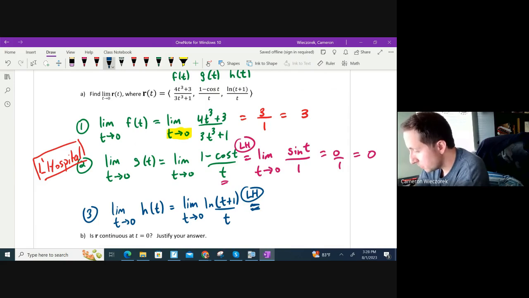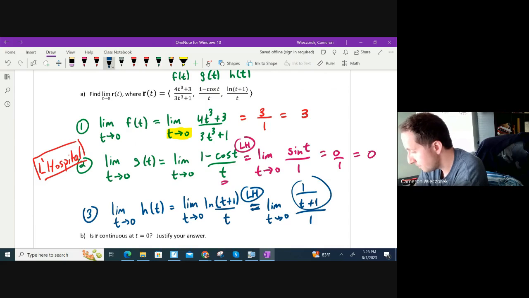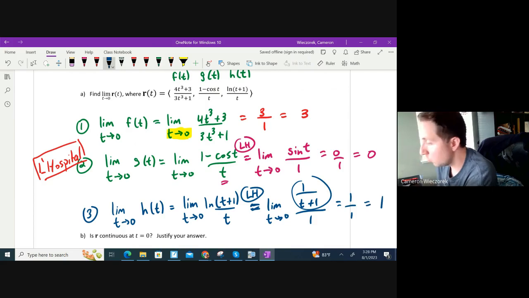Okay, so taking the derivative here, we'd have limit as t approaches 0. The derivative of natural log of t plus 1 would be 1 over t plus 1. And the derivative of t would be 1. So in this case, we can plug 0 in. We plug 0 into the top. We get 1 over 1, which is 1. And we have a 1 in the bottom. 1 divided by 1 is 1.